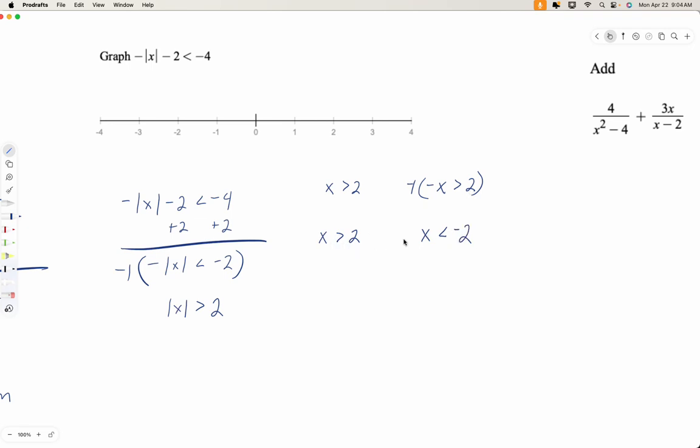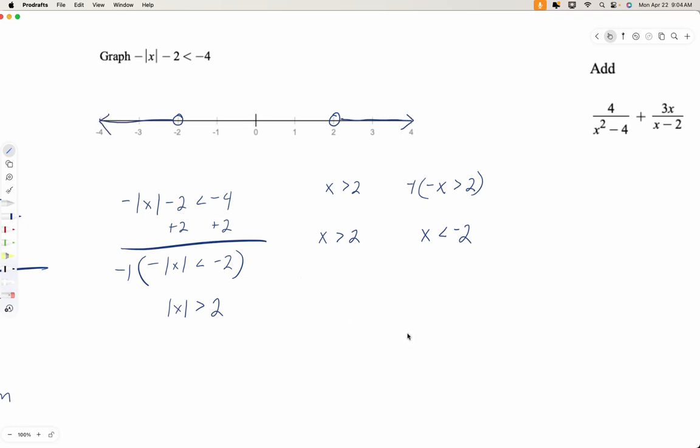So we have these two scenarios that we are graphing, right? So if x is greater than 2, but it's less than negative 2, then we have a disjunction. So you circle the 2 and you go this way, and that's x is greater than 2, and x is less than negative 2 would be circling the negative 2 and going this way. And that's how you would graph that.